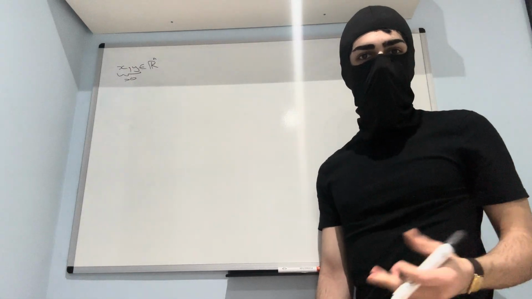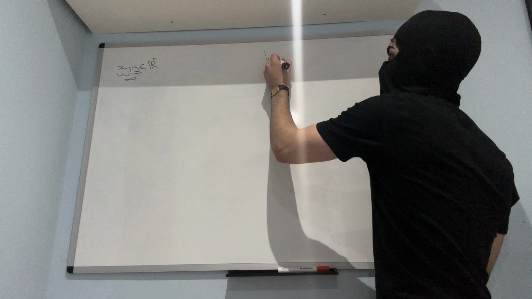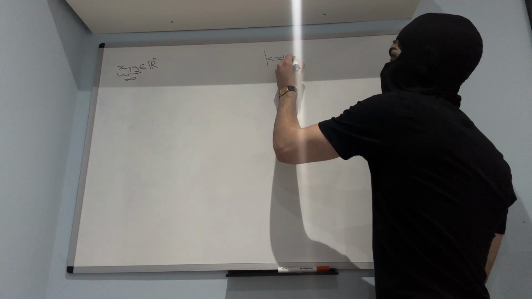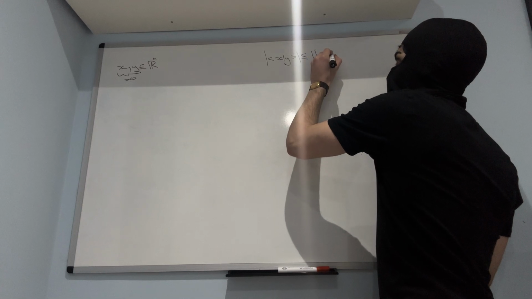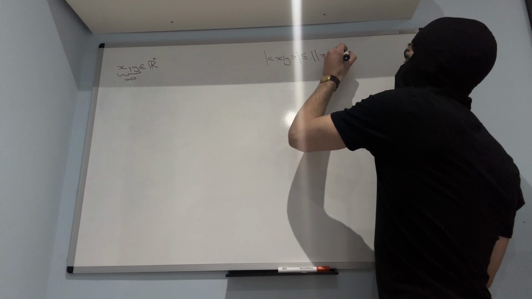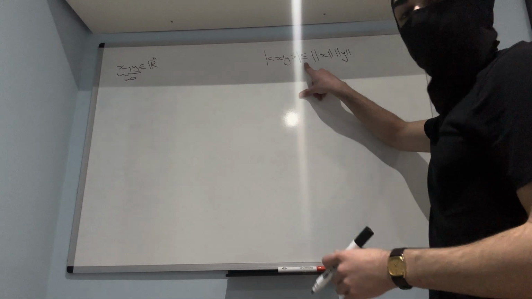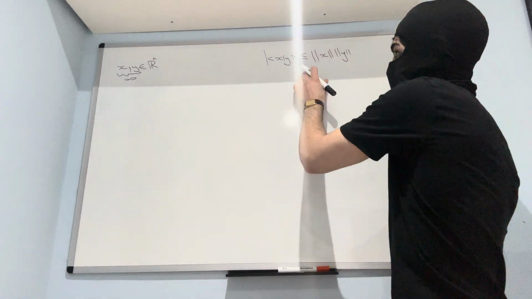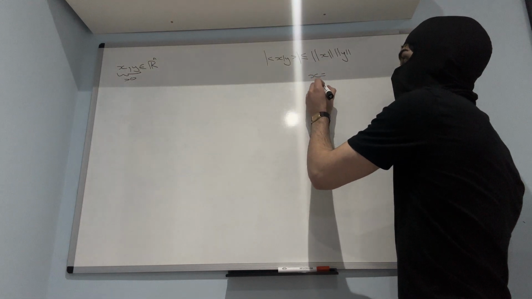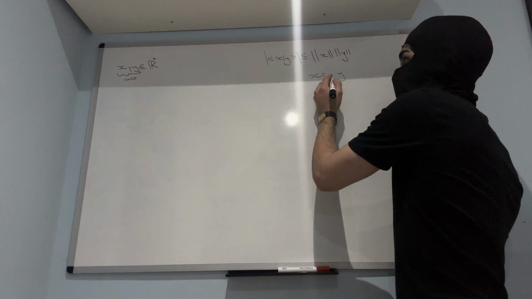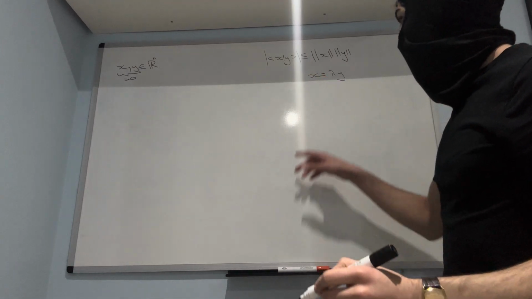The Cauchy-Schwarz inequality states that the absolute value of the inner product of x and y is less than or equal to the product of the norms of x and y. The only time when it equals is when x equals y times some arbitrary scalar. Let's call it lambda.